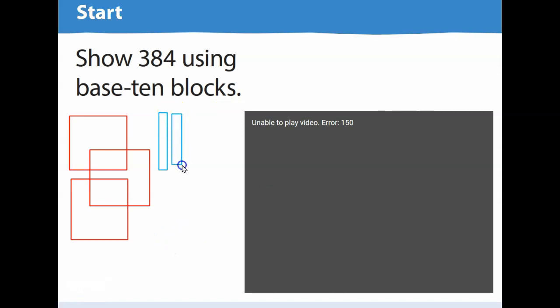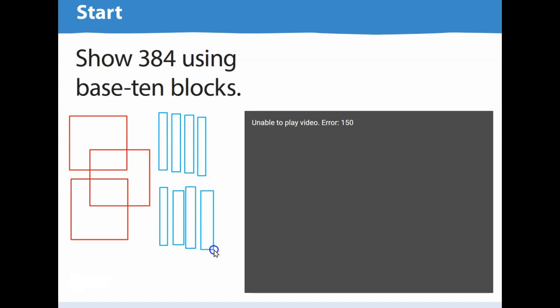So that's 1, 2, 3, 4, 5, 6, 7, and 8. And how many ones? 4. And they're just the little cubes like this, right? 1, 2, 3, 4. So when it says to show 384 using base 10 blocks, it is these right here like this.